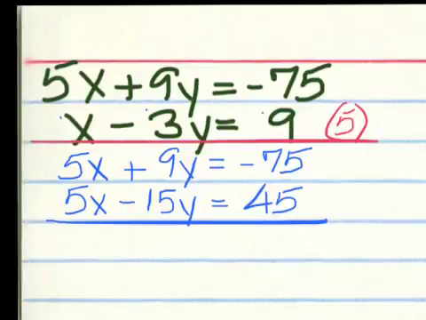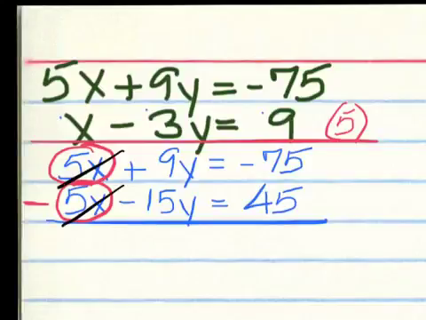And once you get to that point, if you have the same sign, they're both positive in this case, then you're subtracting so that they'll equal 0. So 5 minus 5, that cancels out. But over here we have 9 minus a negative 15, which is really plus now. That's a double negative, so you're really adding 9 and 15 to get 24. And then we have negative 75 minus 45, and that would give you a negative 120.